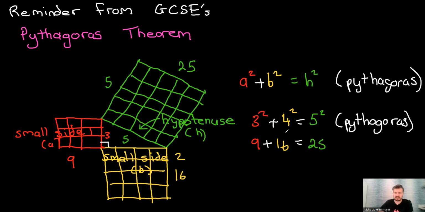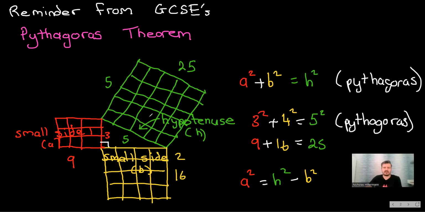This also allows us to work out the small side. So if you're given any 2 sides, you could work out the other side. Even if you were given, say, the hypotenuse and a small side, you could take this formula and say a squared is equal to h squared minus b squared. What we've done is taken the b squared to the other side and it's become a minus. And again, you could put the reason as Pythagoras. So that's Pythagoras' theorem.